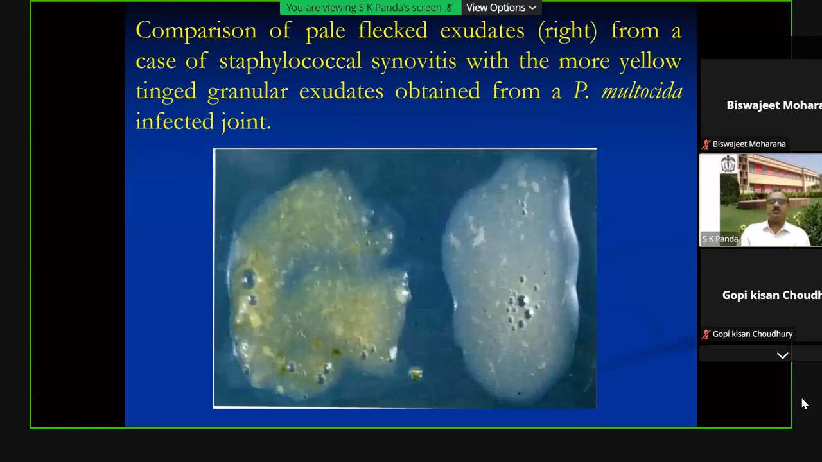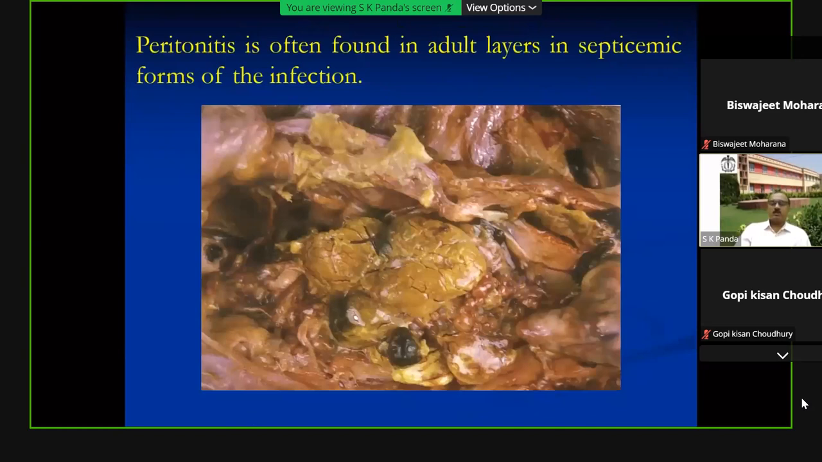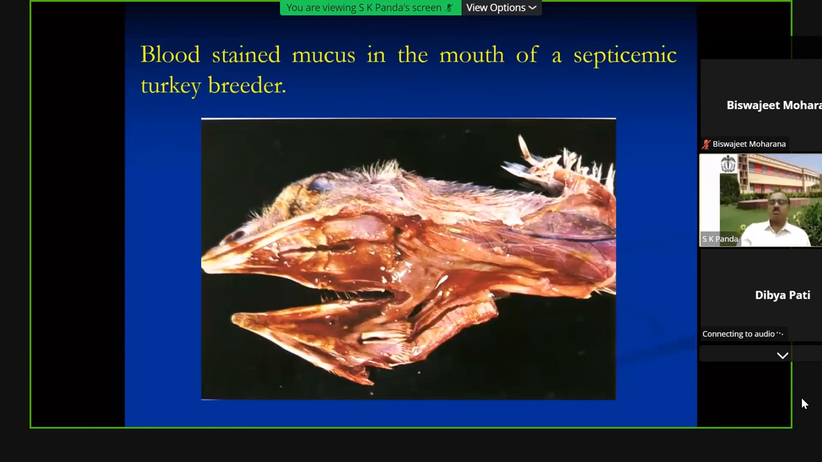Pale fleck exudates are seen in a case of staphylococcus synovitis, while a more yellow-tinged granuloma is obtained in the case of pasteurella. So in pasteurella, you will find a little bit more yellow exudate in the hock joint, but a little bit pale yellow or pale white in case of staphylococcus, because synovitis is very common in staphylococcus. And in case of salmonella, you will not find any pale or yellow exudate, you will find clear edema fluid. Sometimes in pasteurella, you will find peritonitis, but most important, since there is pneumonia, blood-stained mucus in the mouth, bloody exudates because of septicemia and pneumonia, that you can find.